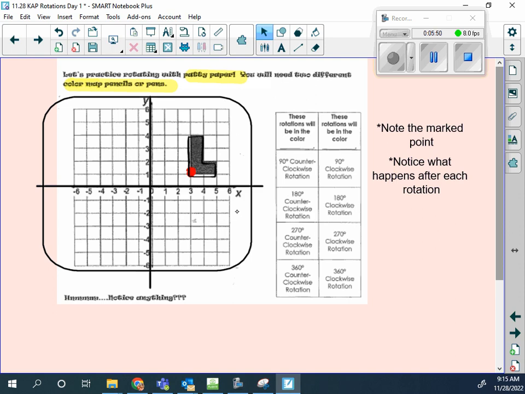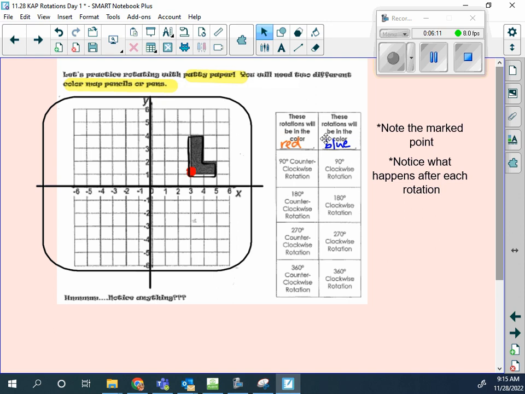I asked you to get 2 colors. It doesn't matter what your colors are, but go ahead and write them right here. Okay? So, I'm going to do these in blue for me. I'm going to do these in red. It doesn't matter. Whatever colors. Okay? Alright. So here we go.